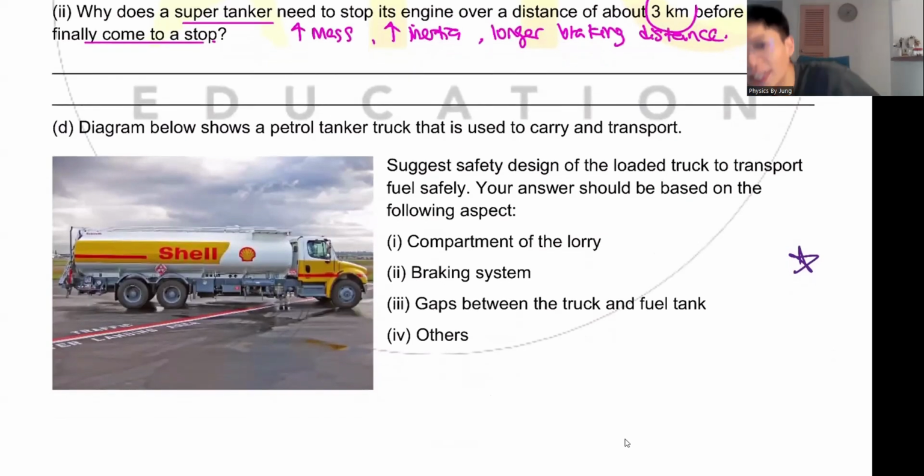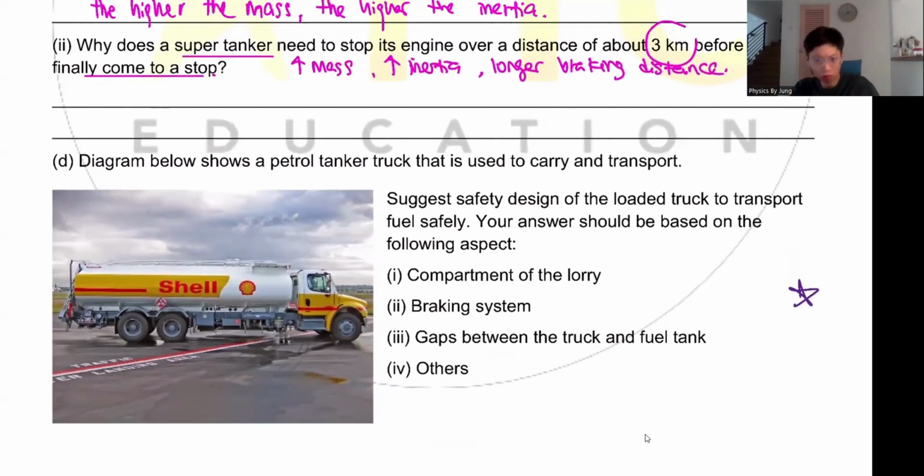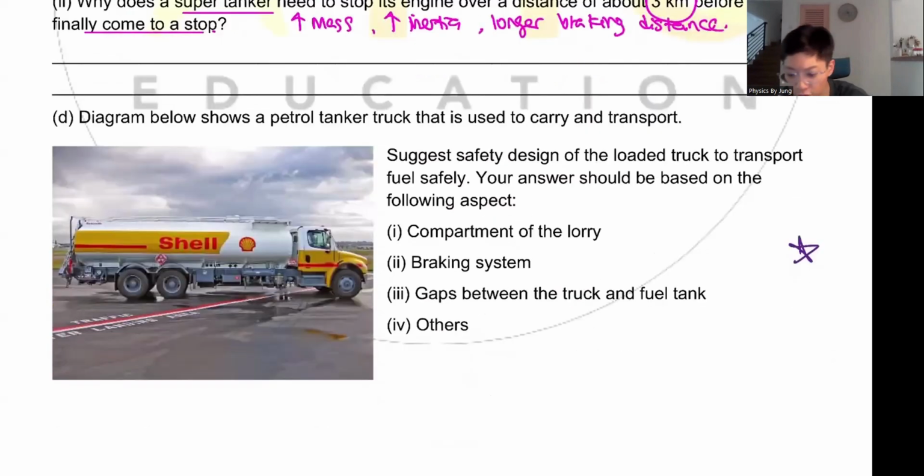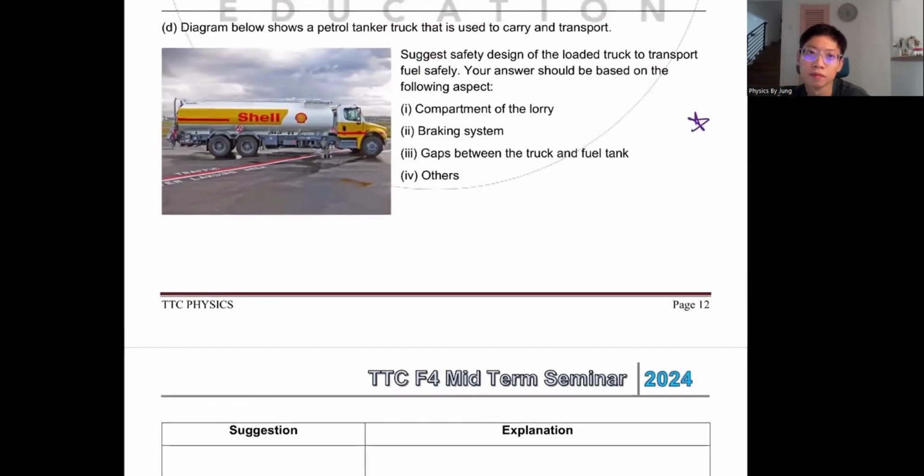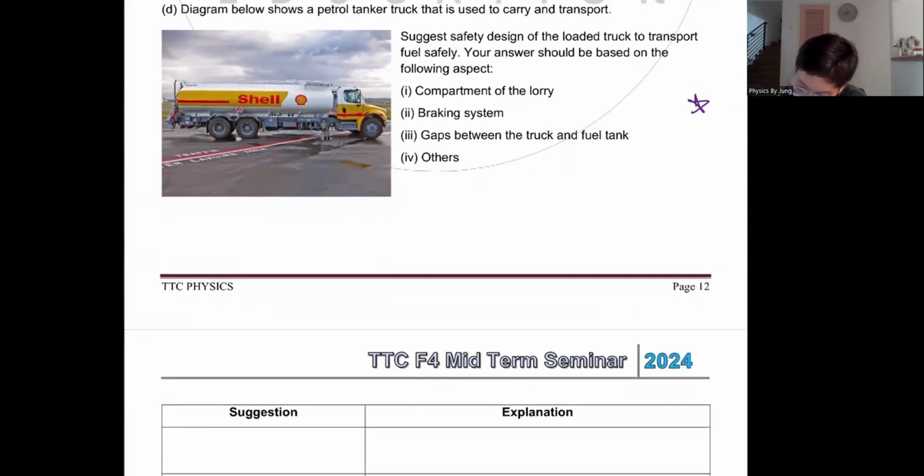Now, a petrol tanker truck is used to carry and transport petrol. This is a petrol tanker truck. Now, suggest a safely designed loaded truck to transport fuel safely. Your answer should be based on the following aspects: compartment of the lorry, braking system, gaps between the truck and the fuel tank, others. This question really was a hot topic. Can you tell me, what should you do to the compartment of the lorry?